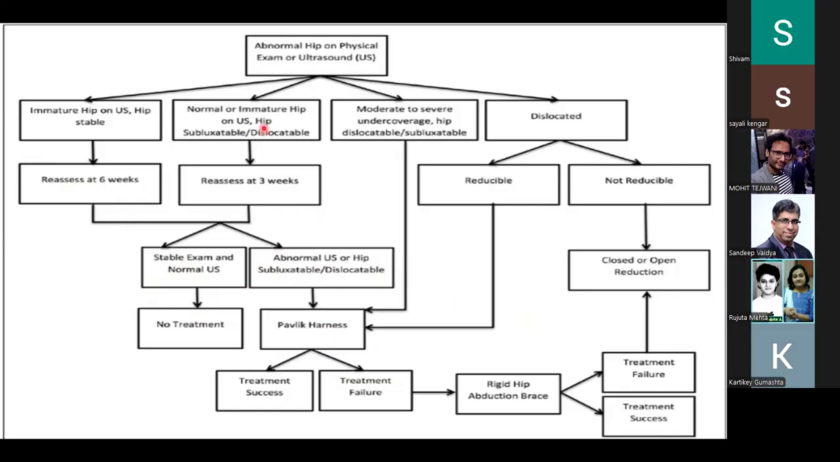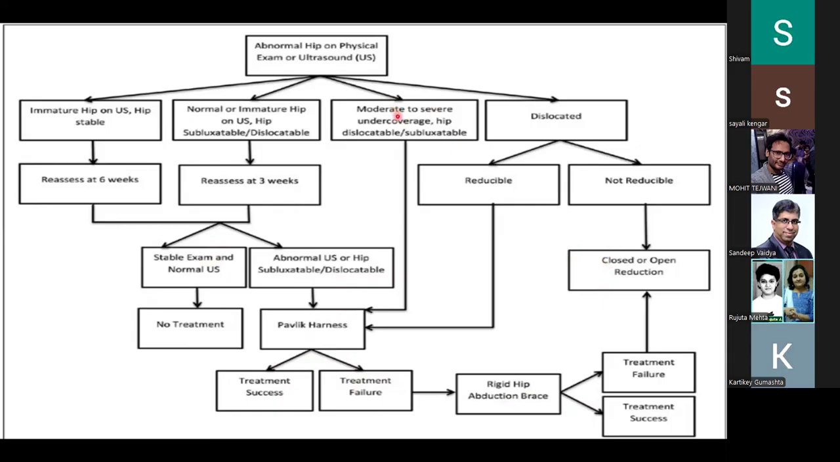If on initial examination the hip was normal or immature on USG, but the hip is subluxatable or dislocatable, then we should reassess the patient in 3 weeks. Then, if after 3 weeks the examination is normal and USG is normal, no treatment is required. If USG is abnormal and the hip is subluxatable or dislocatable at any point, Pavlik harness should be given. If Pavlik harness fails, as we discussed, we should start with rigid hip abduction bracing, and if this fails, closed reduction, and if that fails, open reduction.